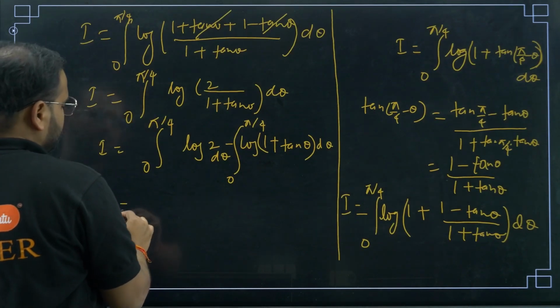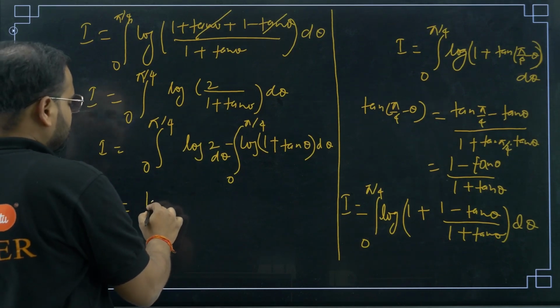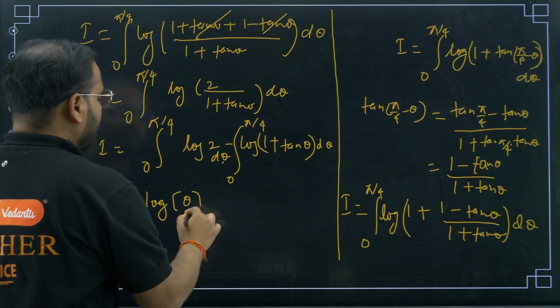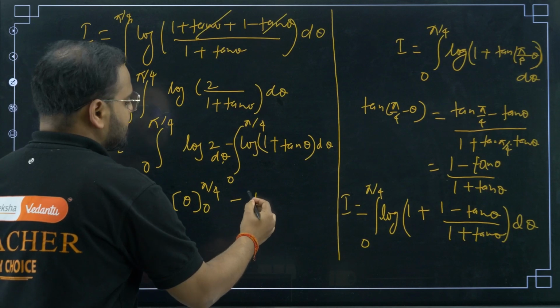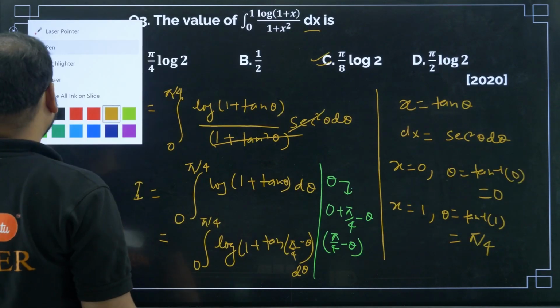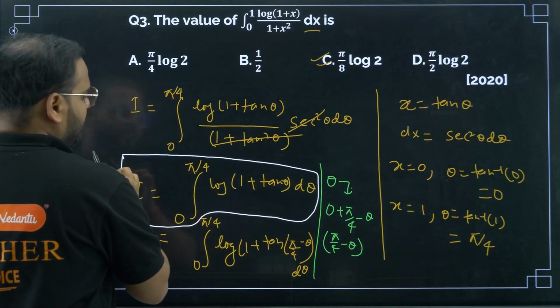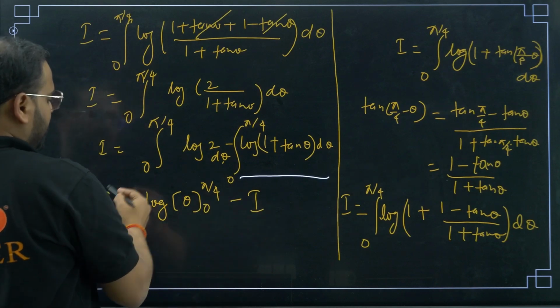So in place of this I can write I equals to, what is the integration of this? Log 2 is a constant, so take it outside, simply d theta integration is going to be what? Theta from where to where? 0 to pi by 4, and how much is this going to be? Minus I. How come, sir? From here. This whole thing is equal to what? I. Have a look. I'm talking about this part. This is same as this thing over here. So I, you can bring it here, it will become what?